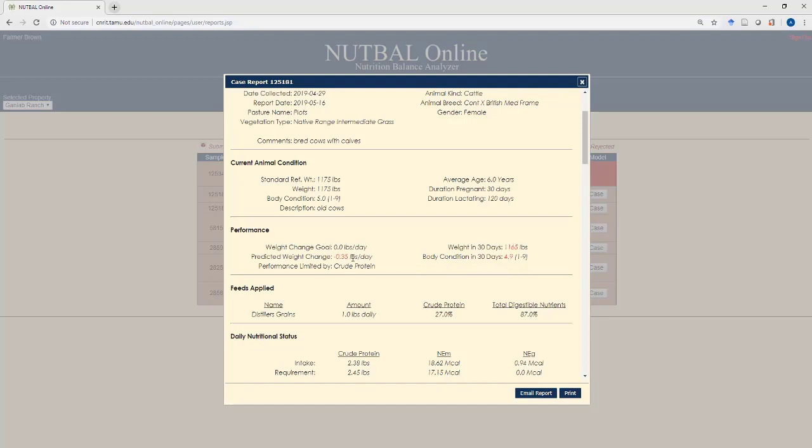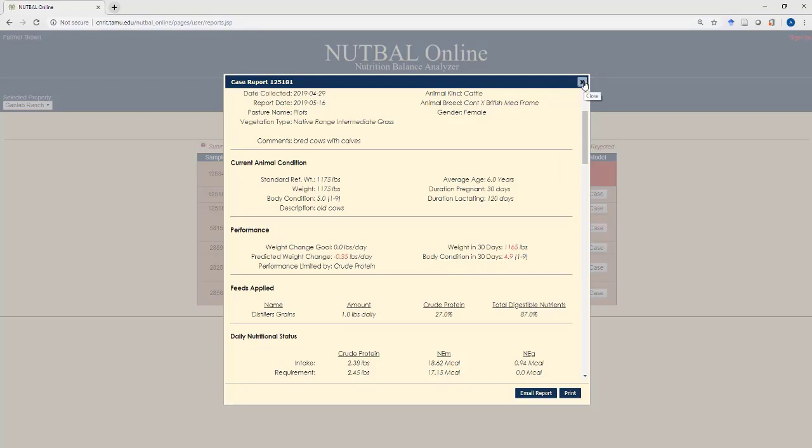Some things to note here is that if you see a value in red, it's indicating that the performance goals are not being met. So, as you can see, these animals are losing weight, they're dropping body condition and dropping weight, and our performance goal was for these animals to maintain their weight. That's why you'll see the weight change and the weight and body condition prediction values in red text.